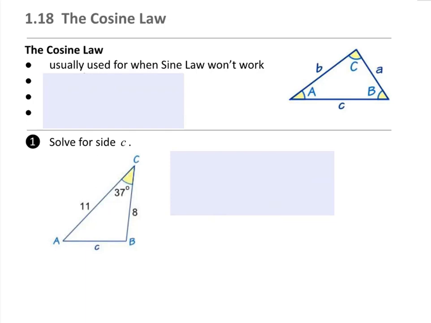With sine law, you need to know at least one side length and one corresponding angle, so the angle opposite of the side. So if you know angle A, you need to know side length A. And you would need to know at least one other angle or one other side length. There's a few different things that were given in cosine law.